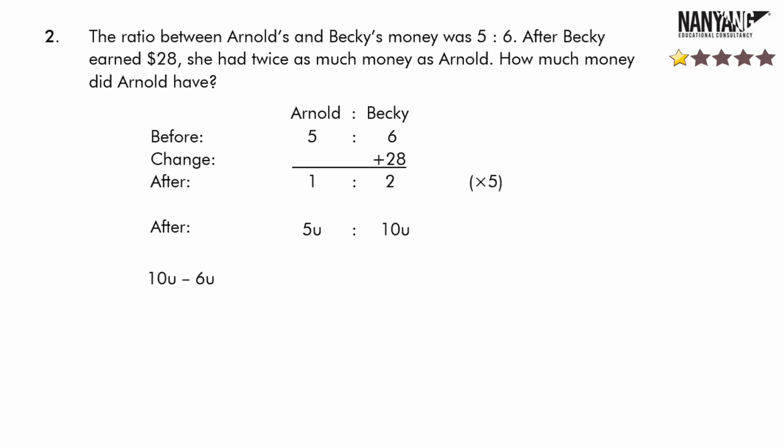Now let's look at our change for Becky. 10 units after minus 6 units before equals to the $28 that she earned. And this is 4 units. With that, we can find out that 1 unit equals to $7. So how much money does Arnold have? Arnold has 5 units, which is 5 times 7, 35. So Arnold had $35.